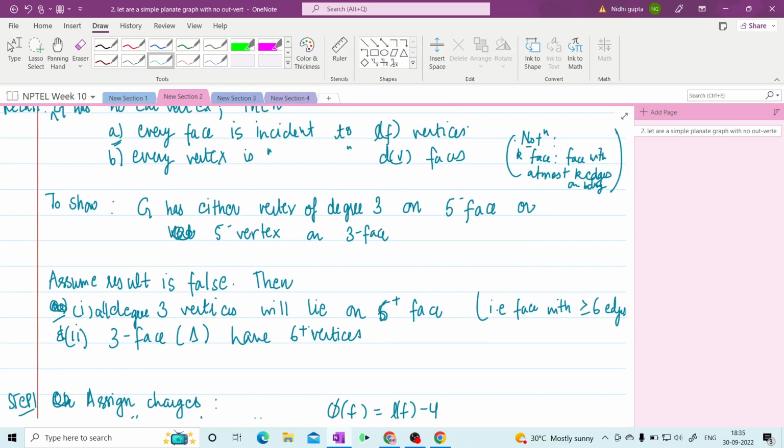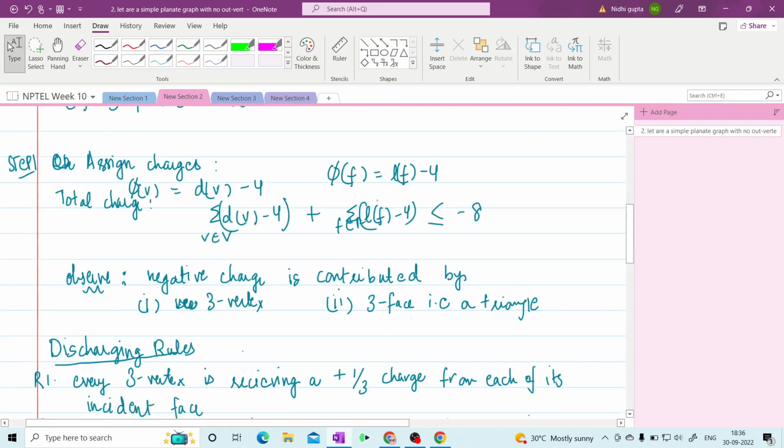And hence this graph has to have a degree 3 vertex on a 5-plus face or a 6-plus vertex on a triangle. Hence we are done.